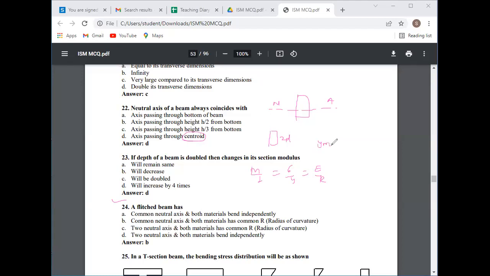Then what will y max be? It will be D, since the total depth is 2D, this half is D and this half is D. Okay, then moment of inertia Ixx divided by y max. Then here the moment of inertia also changes. So please remember, if depth is double, at that time section modulus increases 4 times. Likewise, questions will be asked. Then flitched beam is not in your syllabus, so we will move towards the next section.